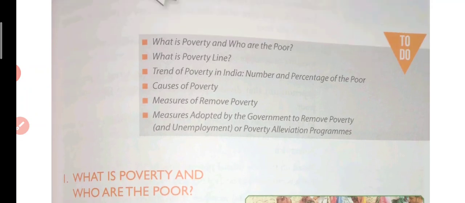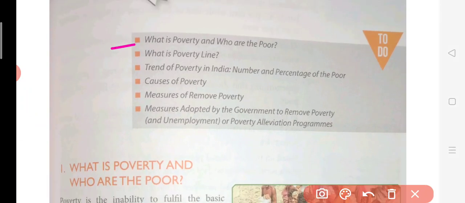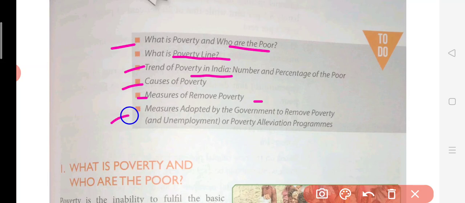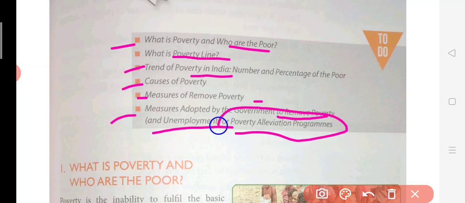So, here, first of all, we are going to understand the meaning of poverty and who are poor. Then we'll be learning about the poverty line, what is the meaning of this poverty line. Then, we'll be looking at the trend of poverty in India. Then, the causes and the measures adopted by the government to remove poverty in detail, means poverty alleviation programs, also called PAP or PAPs.